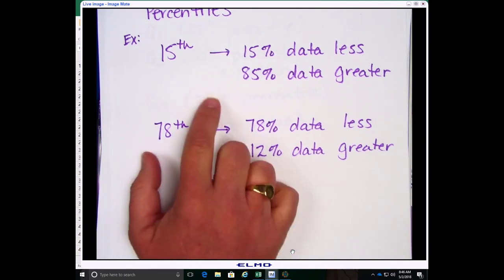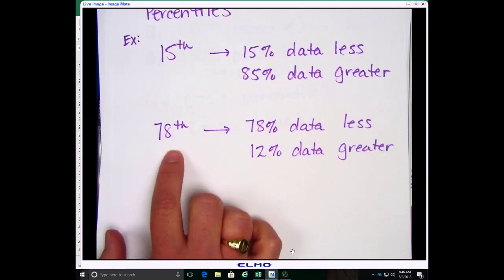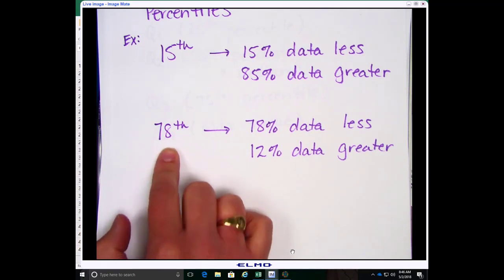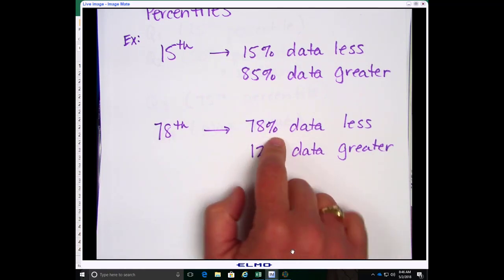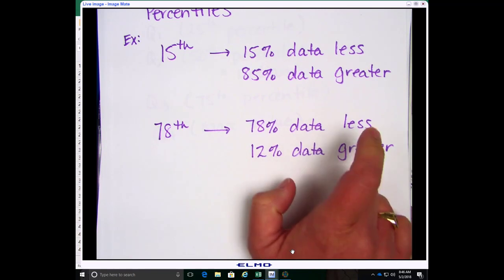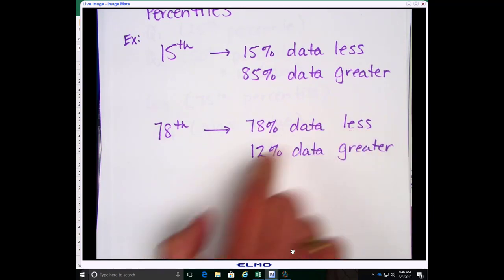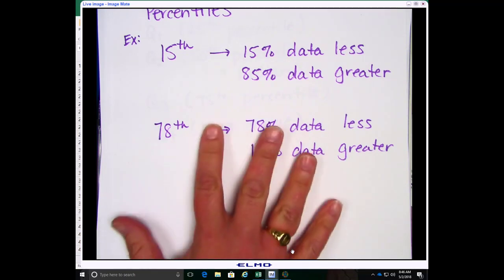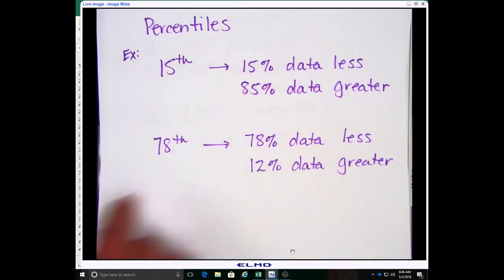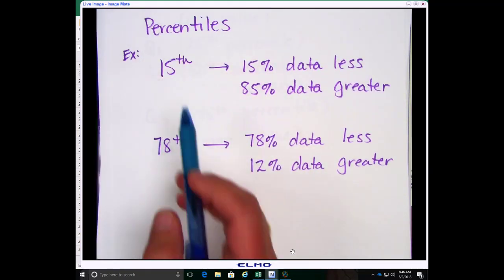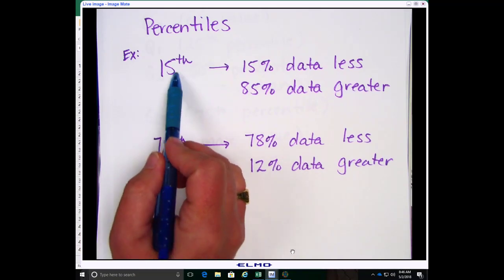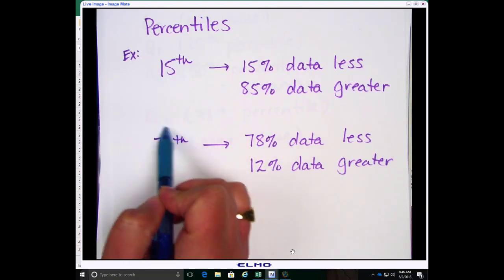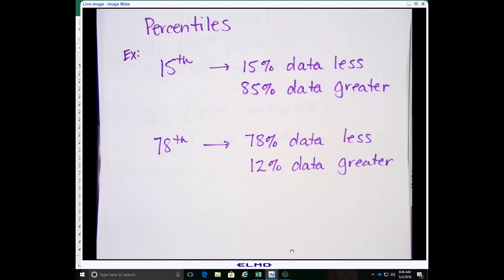Or if your child brings home a test that says they're in the 78th percentile, you can celebrate, because that means that 78% of the children did poorer on the test, while only 12% did better. So your child is a superstar. So that's how we present percentiles. And again, remember, we can use any number here. I've just used 15 and 78 as examples.